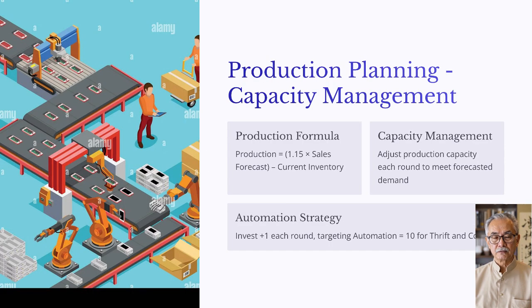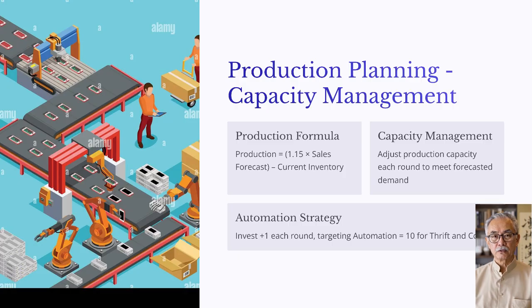Production planning: efficient capacity management to balance demand and avoid stockouts or surplus. Use this formula: production equals 1.15 times sales forecast, minus current inventory. Adjust production capacity up or down each round to meet forecasted demand.